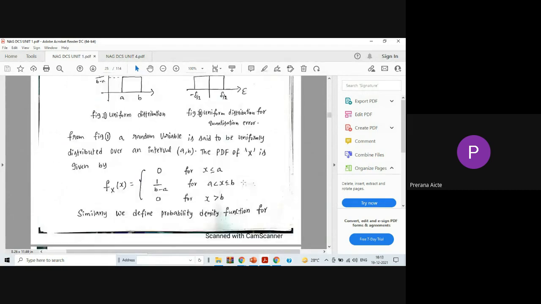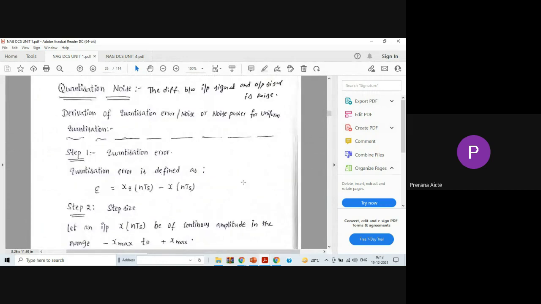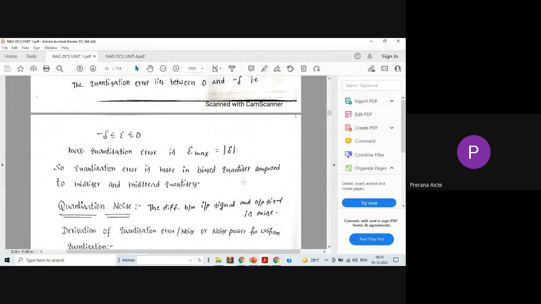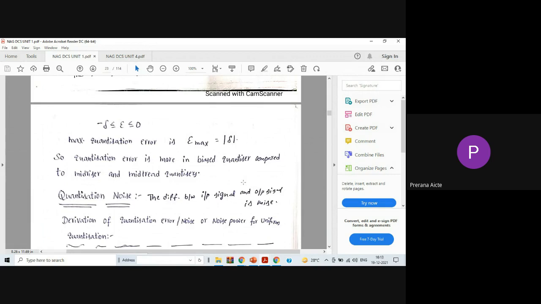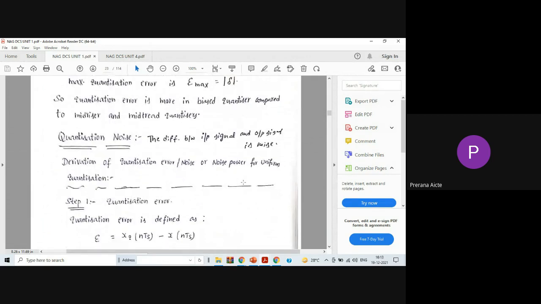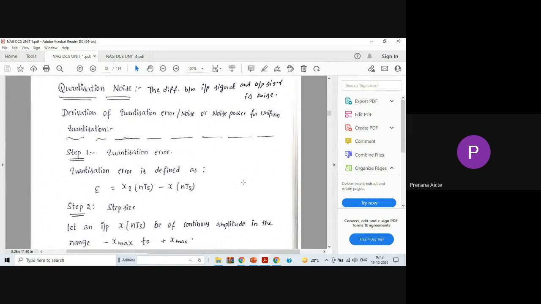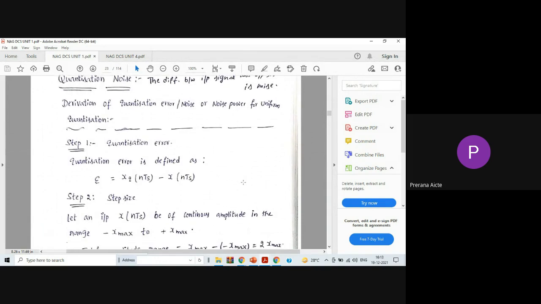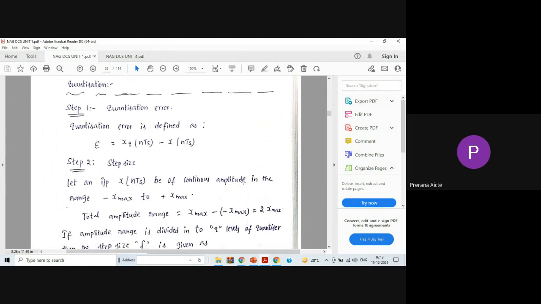And before that, we'll see the signal to noise ratio for a PCM signal. So what is the formula? Signal to quantization noise ratio for a PCM signal. For that, we need to do a derivation. First, it requires 5 steps. What is step 1? Quantization error.